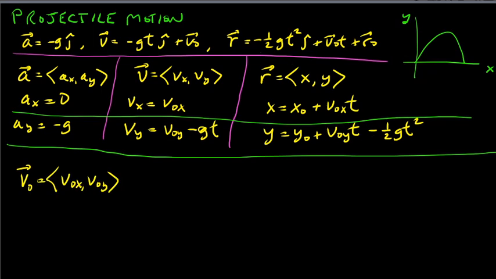So this might be my vector v0 here. However, let's also assume that we know the initial angle, the angle at which we're shooting this. So we're shooting something up in the air at an angle theta. So something is launched with angle theta, at least initially. That angle will change as time passes, but theta is the initial angle.